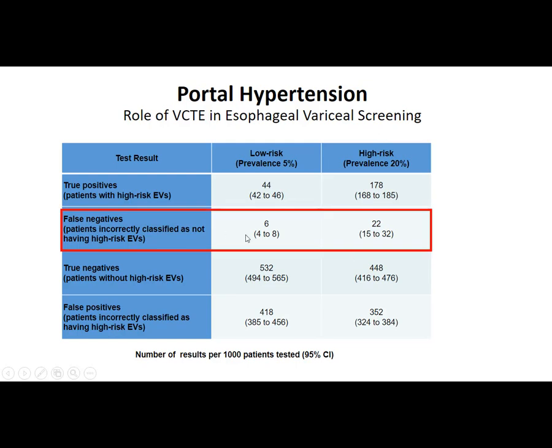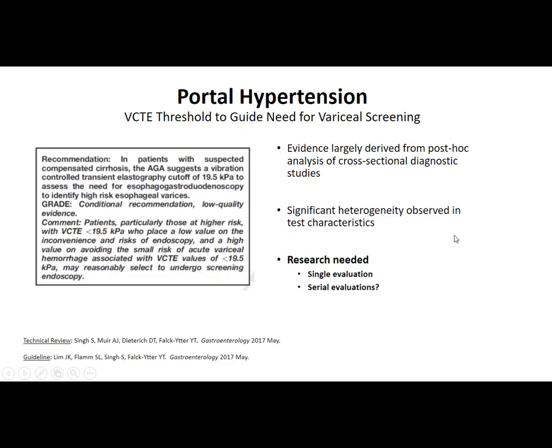But if we go right to the main issue, the false negatives, these are the ones we don't like to miss. And the low risk prevalence, incorrectly classified as not having varices, only about 6%. And the high risk prevalence, 20%, it was about 20% actually. So false negatives, that's the dangerous issue here, the non-prediction.